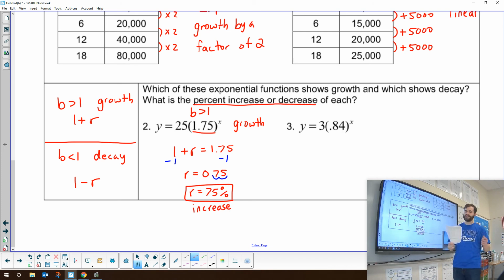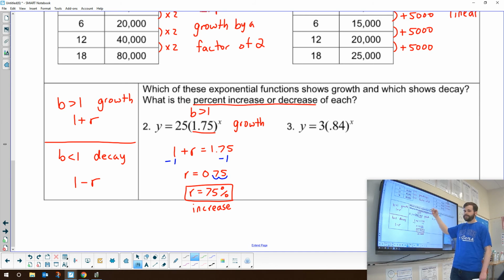It's important that we write increase or decrease. Otherwise, it is meaningless. So this one's a 75% increase. You probably could have just seen this without having to do all of this nonsense. Well, we really could have just seen this. It's 0.75 over 1. That's going to be a 0.75 increase or a 75% increase.